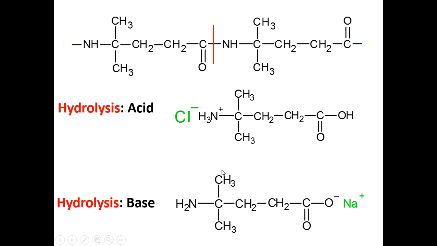Under base conditions, I do exactly the same thing, but now my amine being basic doesn't react further with the excess base, but my COOH being acidic does react, so that acidic hydrogen is removed, and so I have a negative charge on the oxygen. So this oxygen only has 1 bond with a negative charge. That nitrogen has got 4 bonds with a positive charge.